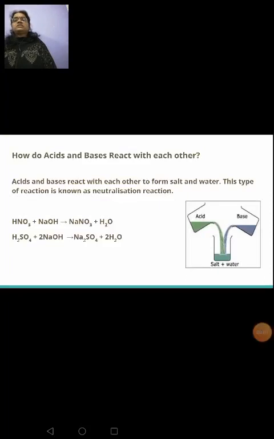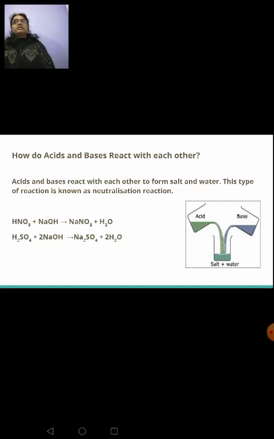So next is the reaction of acids and bases with each other. When acids and bases react with each other, they form salt and water. This type of reaction is also called a neutralization reaction. So this neutralization we come across in our everyday life also. I have told you in many of the presentations that whenever you suffer from acidity, you have to take an antacid. This antacid consists of a base like magnesium hydroxide. So it neutralizes the effect of acid.